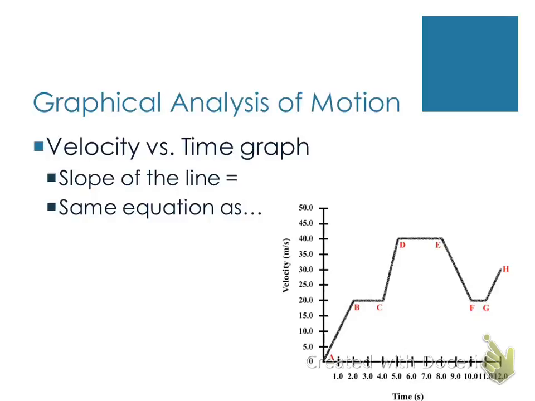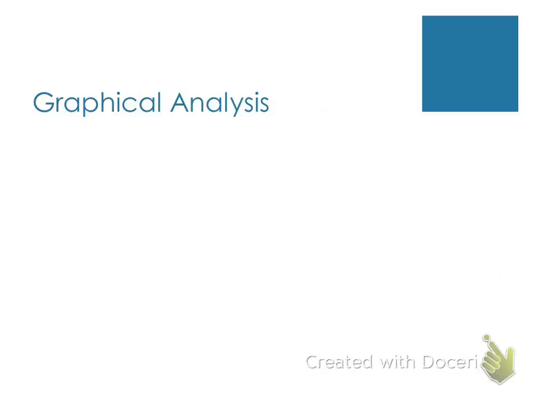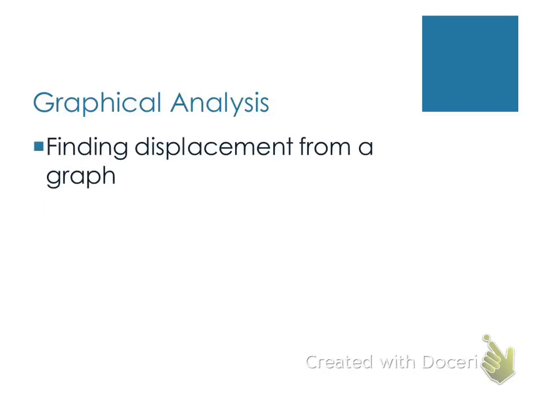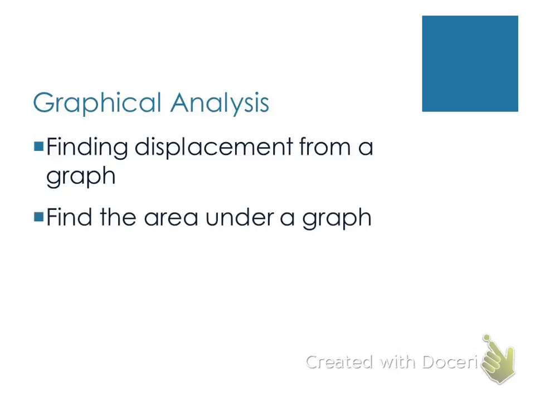Anytime it's linear, we're using y equals mx plus b, and we're solving with rise over run for our slope. You can do one other thing with a velocity versus time graph: you can solve displacement. Displacement is how far you ended up from where you started, or what distance is covered during a certain time interval. You can find that from a velocity versus time graph by finding the area under the graph. So the area under the graph in a velocity versus time graph will tell you displacement.